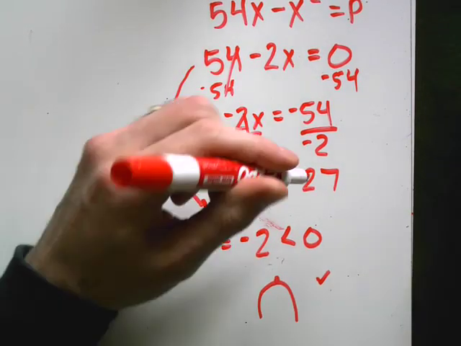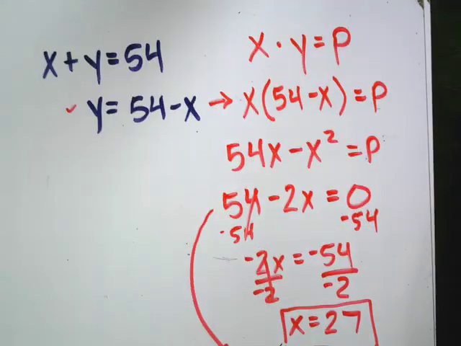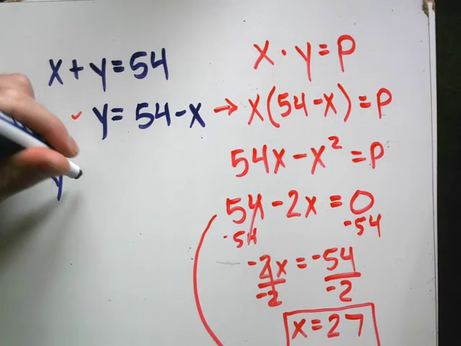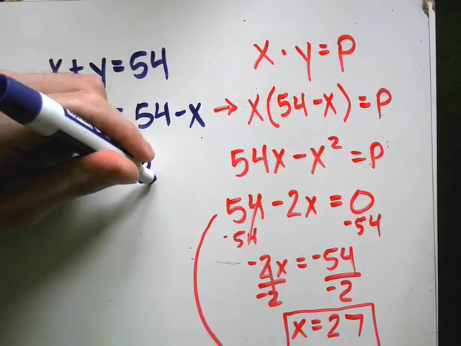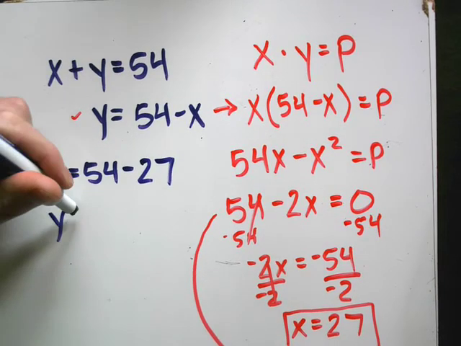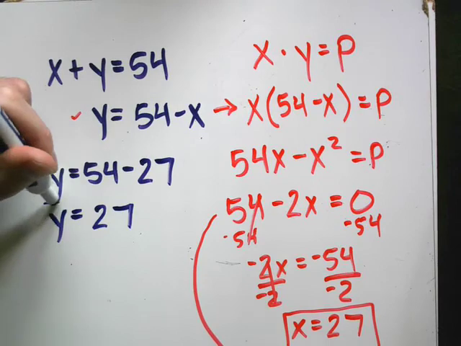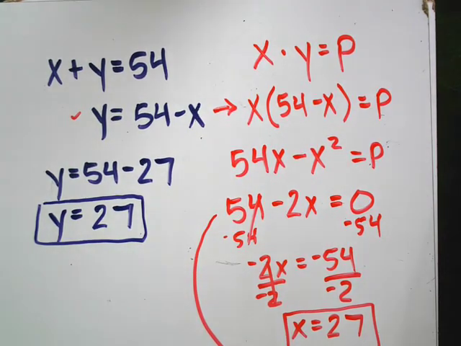Okay? So we have x is 27. Now we just have to find what y is. Okay? So I'm going to jump back and say y equals 54 minus x, which was 27. So y is equal to 27. Okay? So we have our x and we have our y.